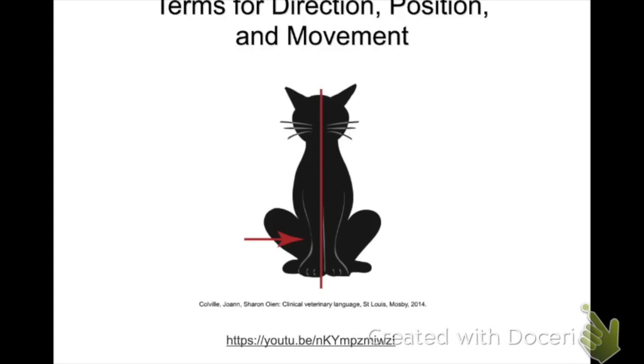And here you see a picture of a cat, and the red line down the center here is depicting what's called the midline. And frequently we will use a part or a position, a landmark on the animal to compare something to. So this particular picture, I believe, is set up to describe a term called medial, which means towards the midline. So you see this arrow which is headed towards the midline.